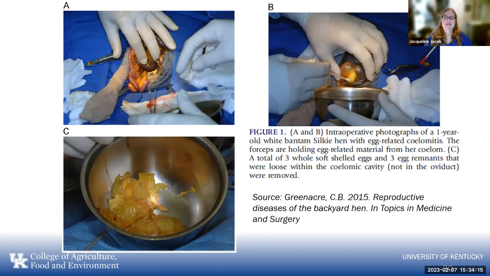Okay, this just shows you some photographs of a surgery being done to remove the material. It's not the removal of the ovaries or the oviduct. It's simply removing the offending material, as it's called. So this one-year-old white bantam silky hen had egg-related coelomitis, and in A, the forceps are holding some of the egg material that's present, and C shows you the three whole soft-shelled eggs, the three egg remnants that were loose within the coelomic cavity. None of this was in the oviduct, it was all in the coelomic cavity.